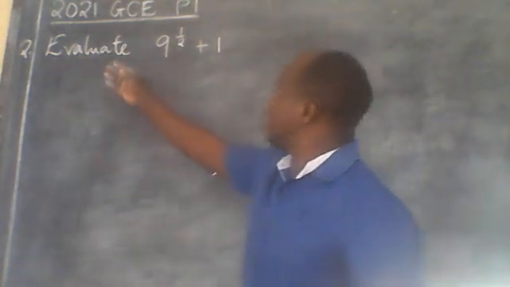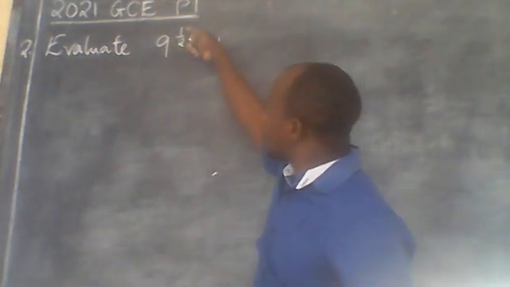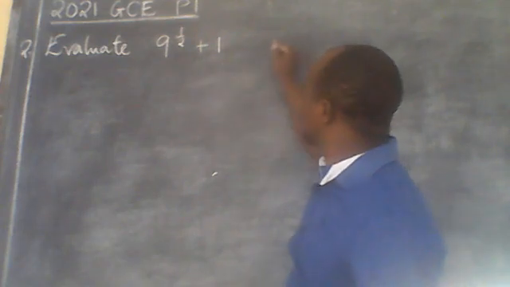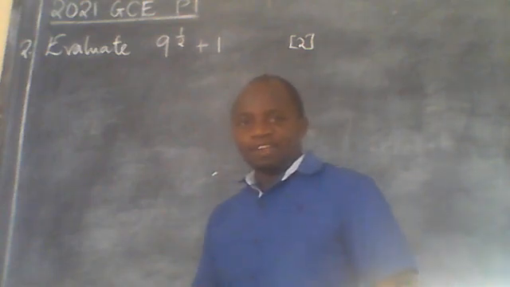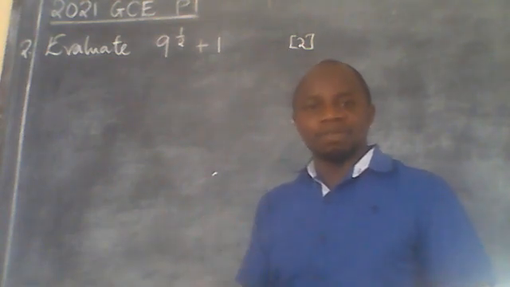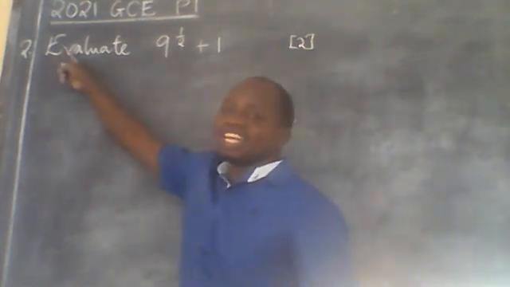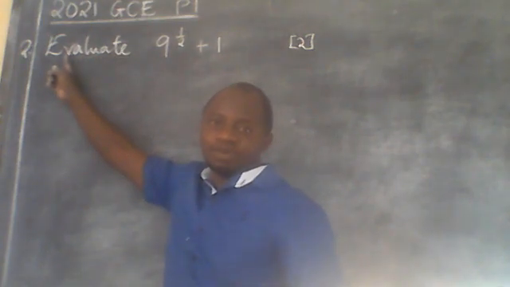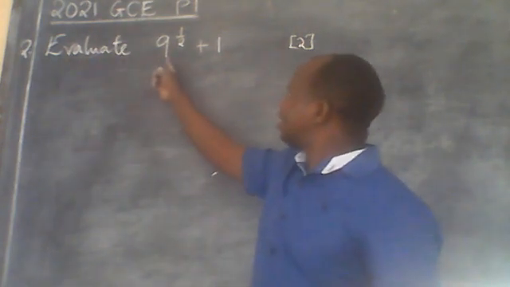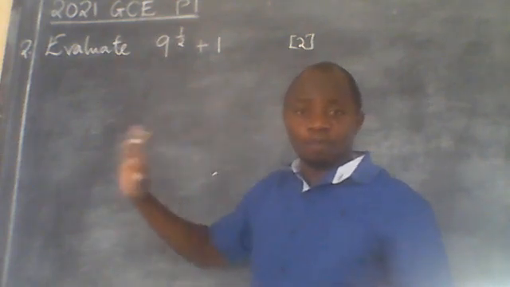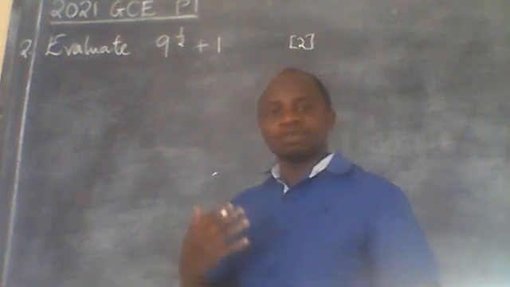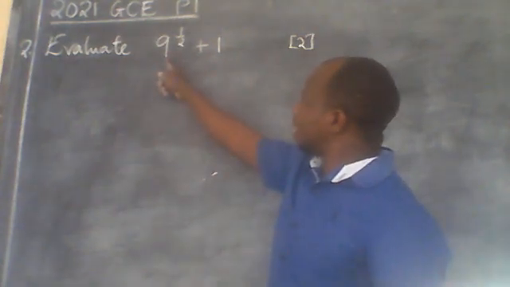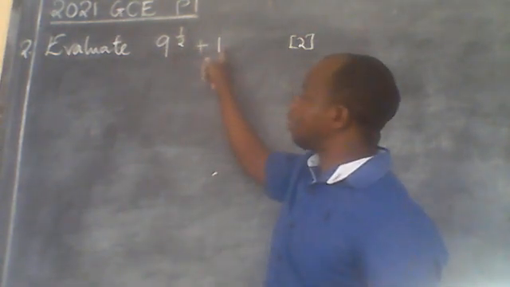Question number 2. The question reads, evaluate 9 raised to the power 1 over 2 plus 1, 2 marks. Here, you are not simplifying. You are finding the exact value. Evaluate. And this is the question. First of all, copy it the way it is printed in your paper. So look at this. 9 raised to the power 1 over 2 plus 1.